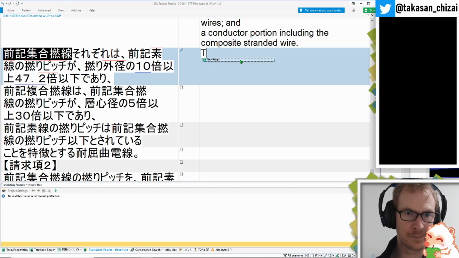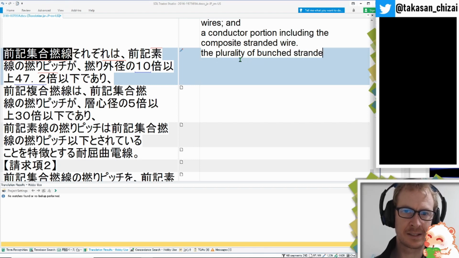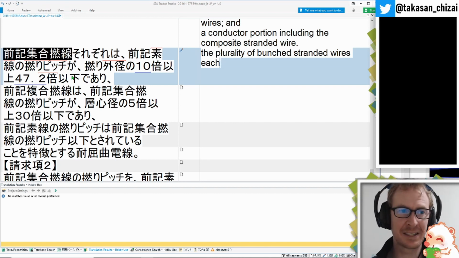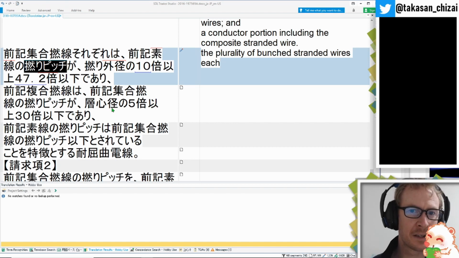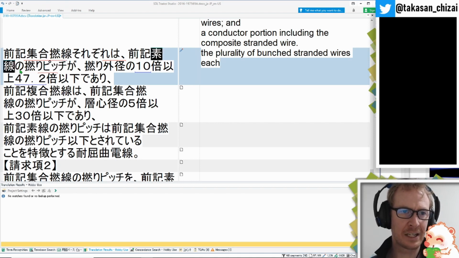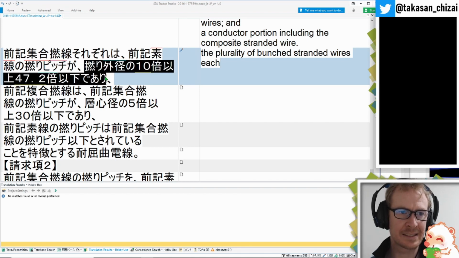This is the polarity of bunched stranded wires. So each... we might not need each here. If the context allows us to not use each, we might get rid of it. Alright, but yeah, each single stranded wire here, they each contain this wire, and the pitch of this wire is this. Okay.